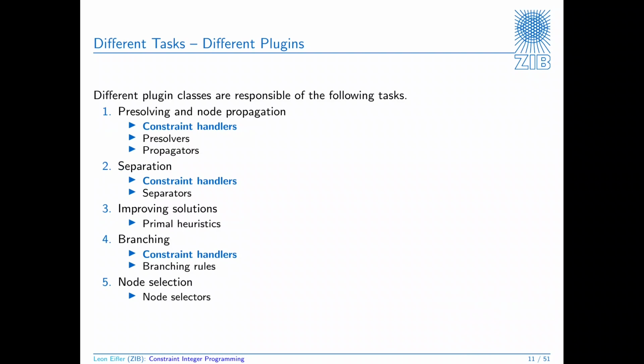The basic idea behind SCIP is that it's plugin based. So you have different plugin classes for different tasks. You can already see here, highlighted in blue, the constraint handlers, which are the most important plugin that we will also spend more time talking about throughout this lecture. But you have many other plugins such as presolvers, propagators, separators, and so on and so forth.